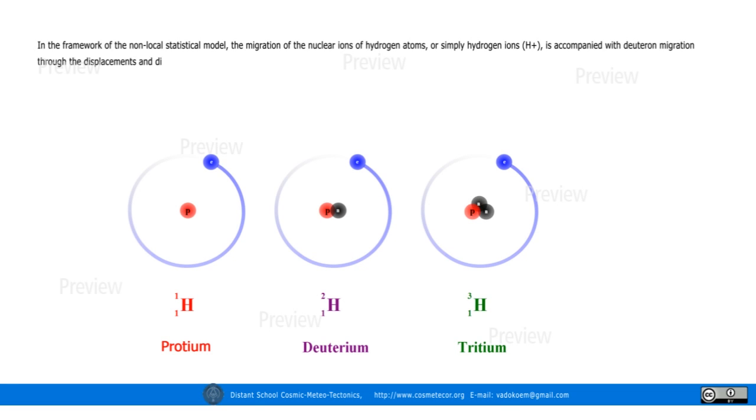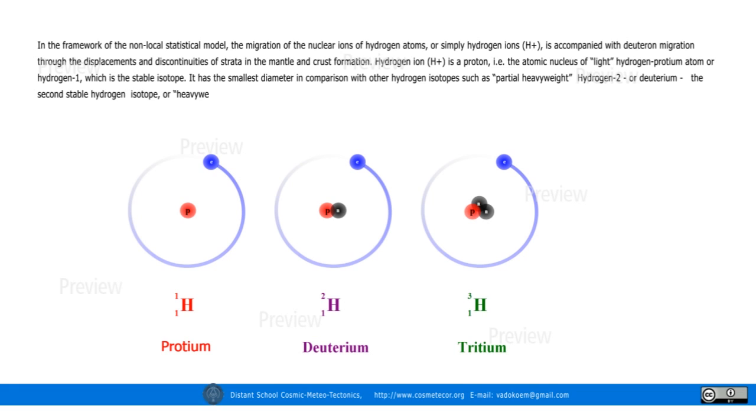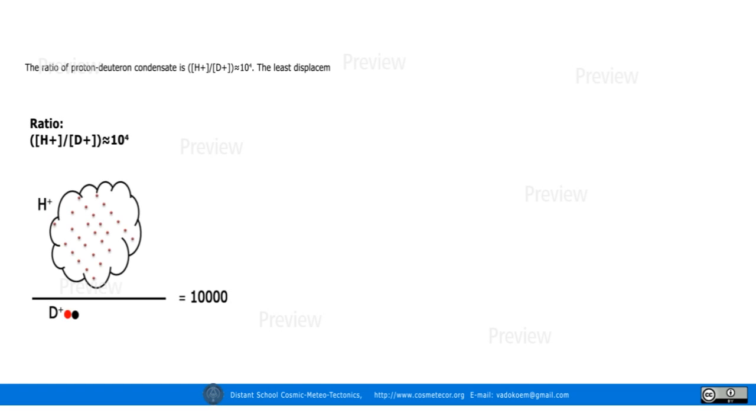In the framework of the non-local statistical model, the migration of the nuclear ions of hydrogen atoms, or simply hydrogen ions H+, is accompanied with deuteron migration through the displacements and discontinuities of strata in the mantle and crust formation. Hydrogen ion H+ is a proton. In other words, it is the atomic nucleus of the light hydrogen protium atom, or hydrogen-1, which is the stable isotope. It has the smallest diameter in comparison with other hydrogen isotopes, such as half-heavyweight hydrogen-2 or deuterium, the second stable hydrogen isotope, or heavyweight hydrogen-3 or tritium, the non-stable isotope of hydrogen, consisting of 1 proton P and 2 neutrons N. The ratio of proton to deuteron condensate is approximately 10 to the power of 4.